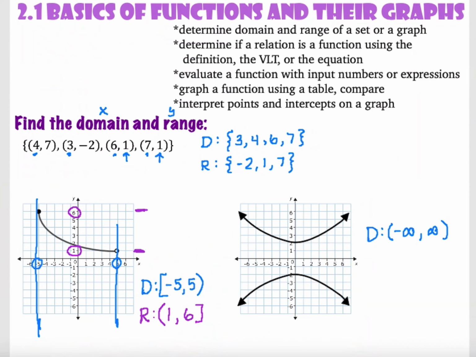And then for the range, well, it doesn't actually hit all of the y values. This branch of the graph hits everything 2 and above, and this branch of the graph hits everything -2 and below. So the range is actually 2 intervals. It's the bottom one, which goes all the way down from -infinity to -2, but then union that with the other branch that starts at 2 and goes all the way up to infinity.